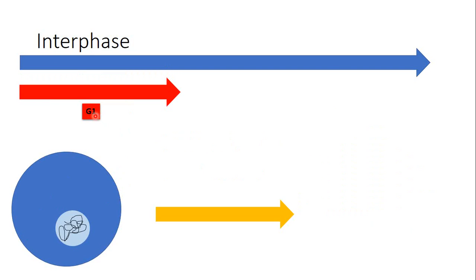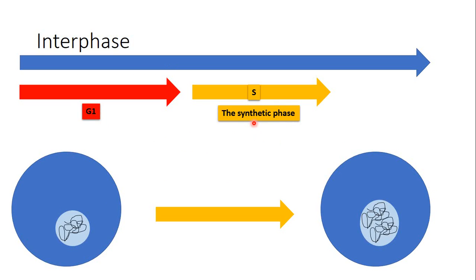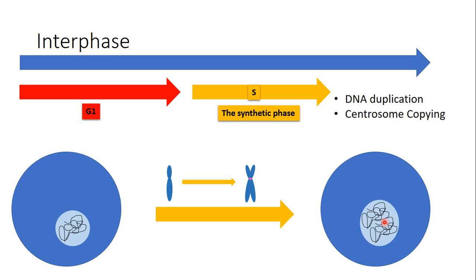Then we move to the synthetic phase. In the synthetic phase, there are two things being synthesized. From its name, it's a synthetic phase, so something is being synthesized. These two things are, first of all, the DNA. So the DNA is being copied. Every single chromosome is being copied into two sister chromatids. So I get from every chromosome two sister chromatids, and then I get double the amount of nucleic acid I have. And the second thing which is being synthesized in the synthetic phase is the centrosome.